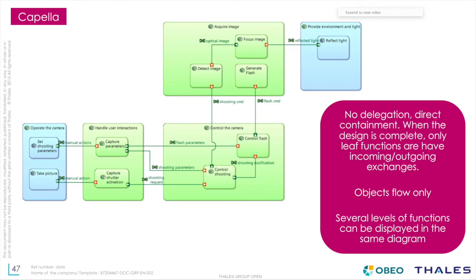In Capella, only the leaf functions are supposed to have incoming and outgoing exchanges. This means that the non-leaf functions are only grouping of functions. Several levels of functions can also be displayed in the same diagram, and I will illustrate that in the next slides.